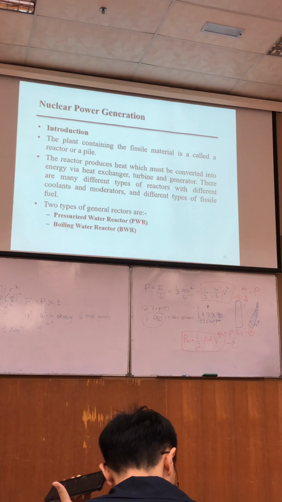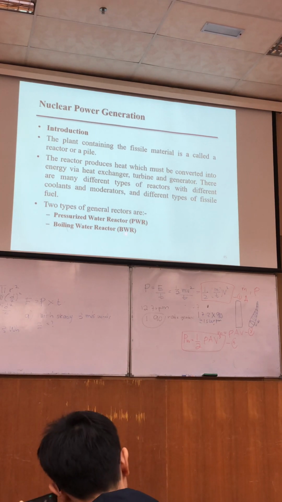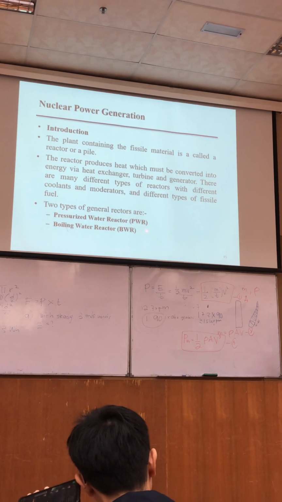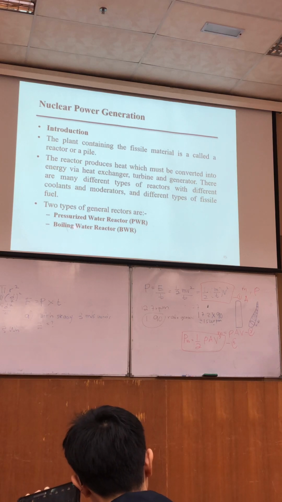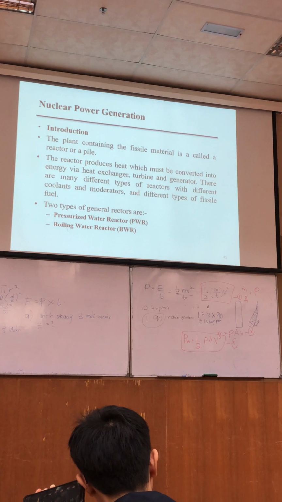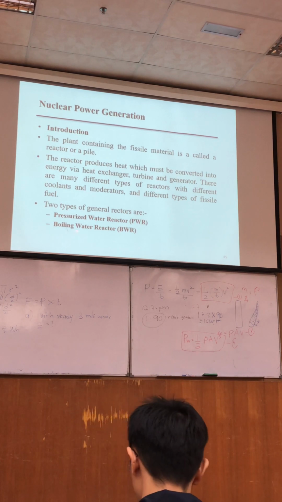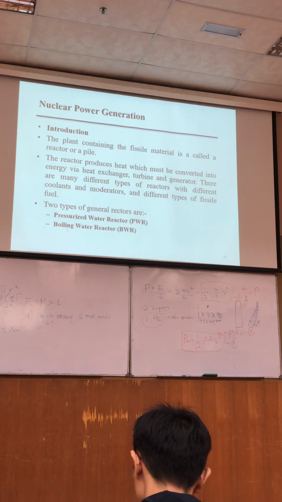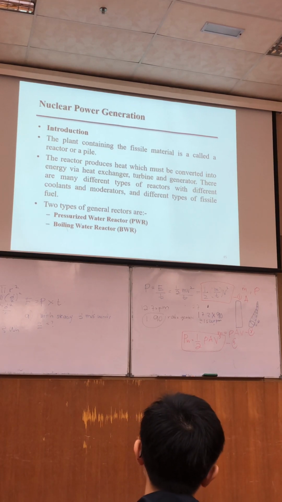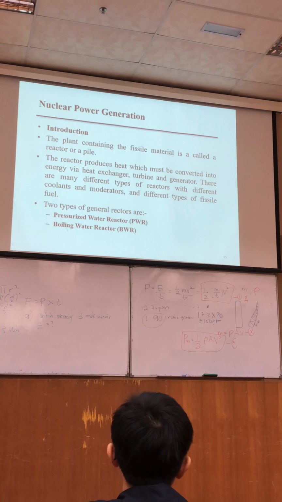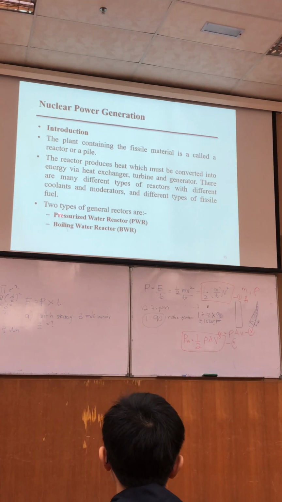There are two types of general reactor. Number one, pressurized water reactor. Number two, boiling water reactor. There is definitely a difference between these two types of water reactor. Boiling means that we need to boil the water in the reactor which contains radioactive components. But the pressurized water reactor only depends on pressure: heat, increased pressure, high temperature.